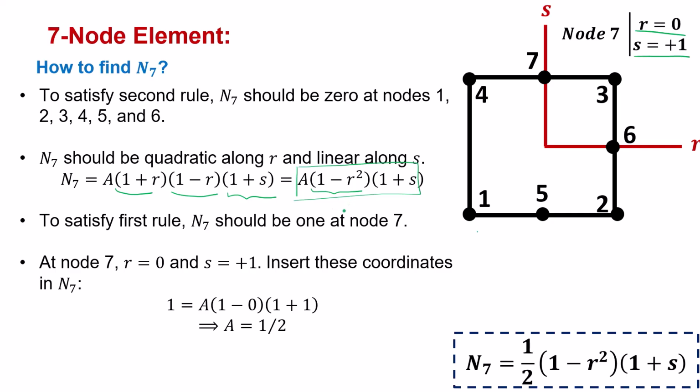Next, apply the first rule. At node 7, where r is 0 and s is equal to 1, the function must equal 1. So if you satisfy this equation, the coefficient a would be 1 over 2. That gives us the final expression for n7, which is 1 over 2 times 1 minus r squared times 1 plus s. And that's the shape function for the new mid-side node on the top edge.